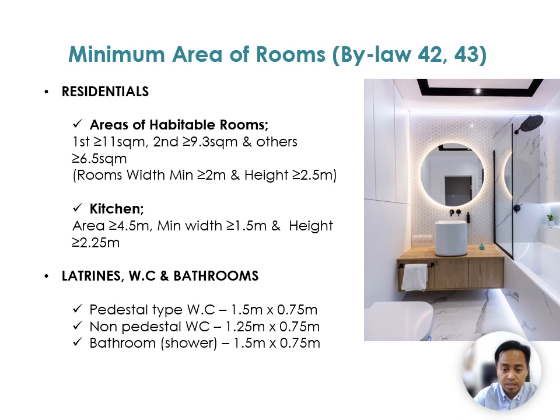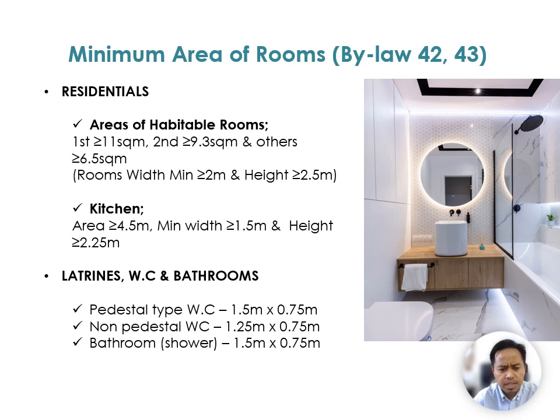In order for us to design a space or a room, do you know that we have a minimum requirement? In by-laws 42 and 43, there are minimum room area requirements. As you can see, in a residential building, for areas of habitable rooms, the first room should be bigger than 11 square meters. This could be the master bedroom. And the second room should be bigger than 9.3 square meters. This could be the second bedroom. And the others should be bigger than 6.5 square meters. The room width minimum is 2 meters, and the height should be bigger than 2.5 meters.